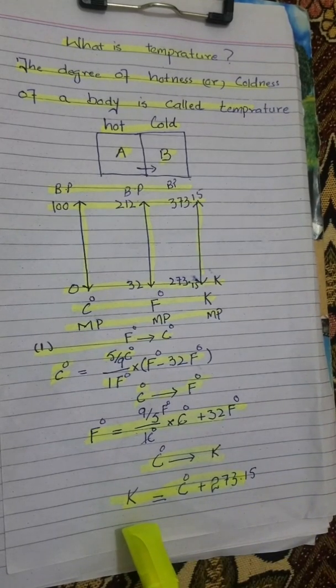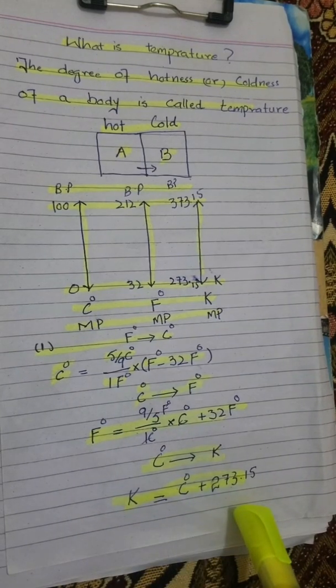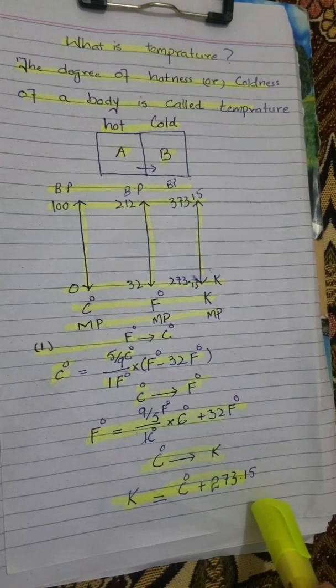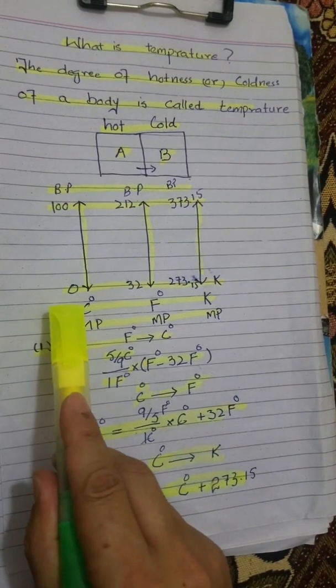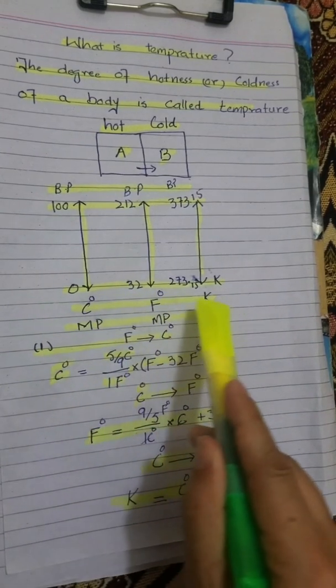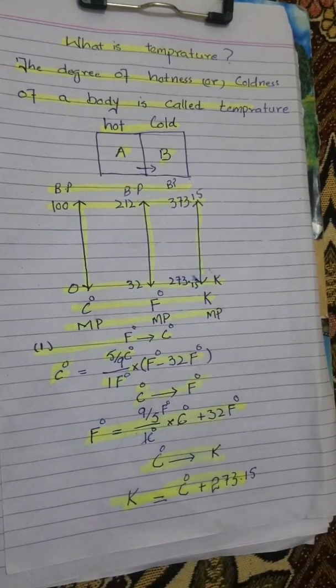Add these two and you will get the temperature in Kelvin. Now if you are given the value in Kelvin and you want to find the value in centigrade, you can simply rearrange this equation. Write down the temperature in Kelvin and then subtract 273.15, and you will get the value in the centigrade scale, because on the centigrade scale the melting point of water is 0 degrees centigrade. That's why we subtract this 273.15 to obtain the value in the centigrade scale.